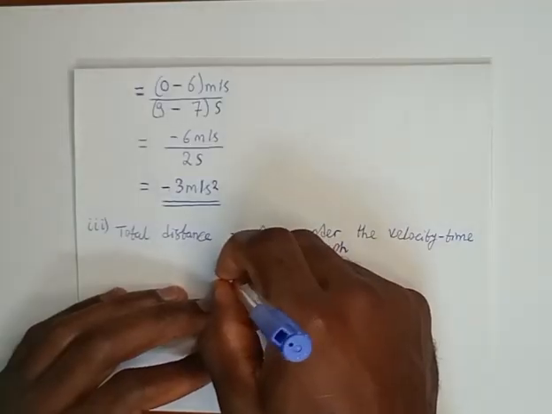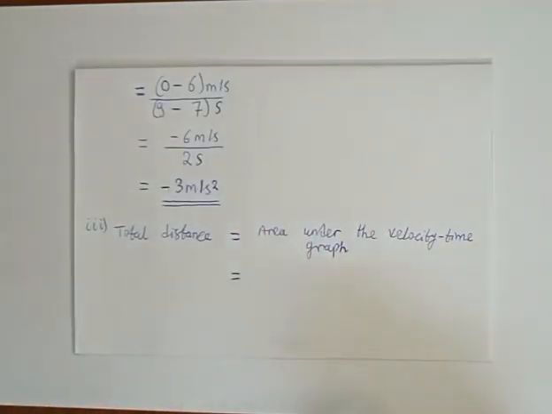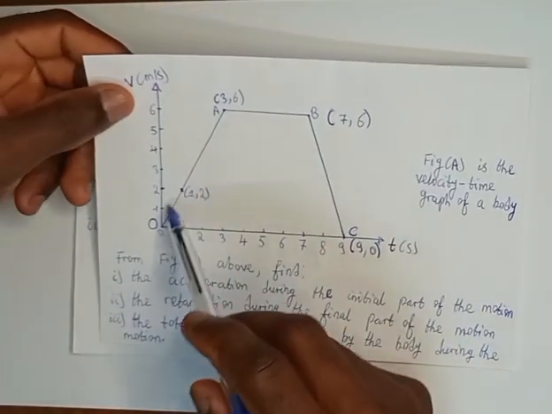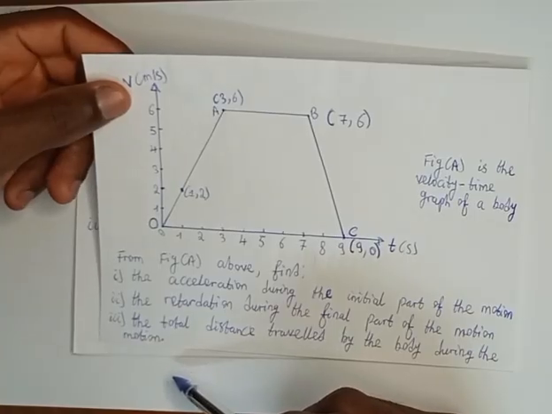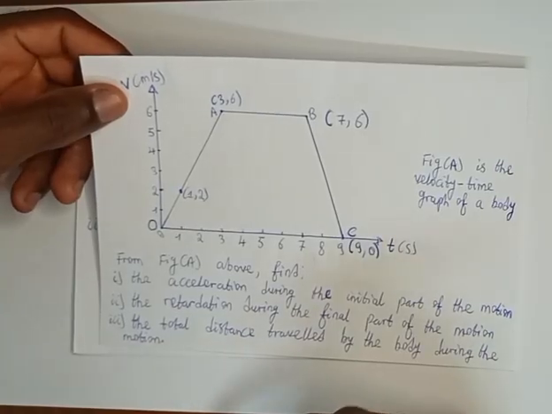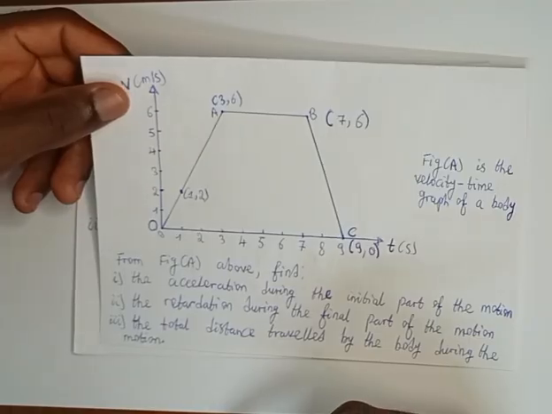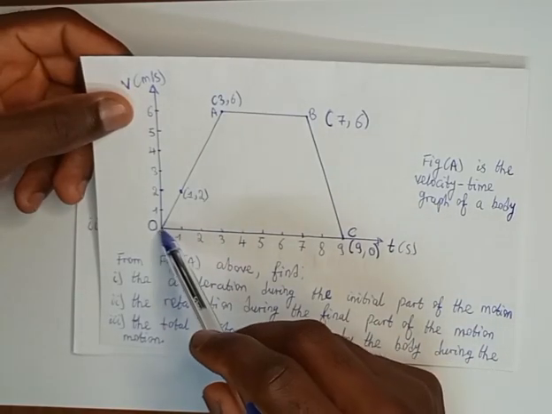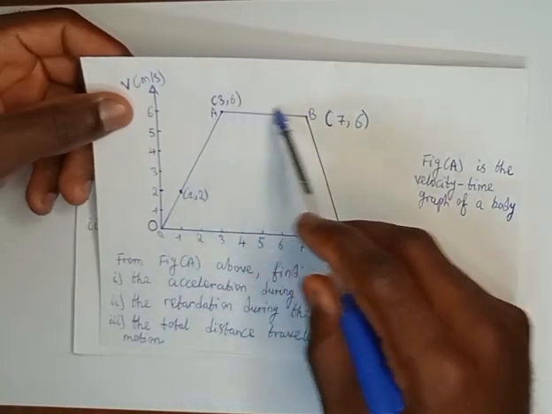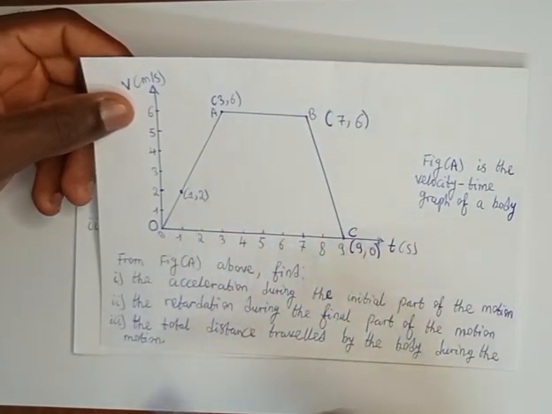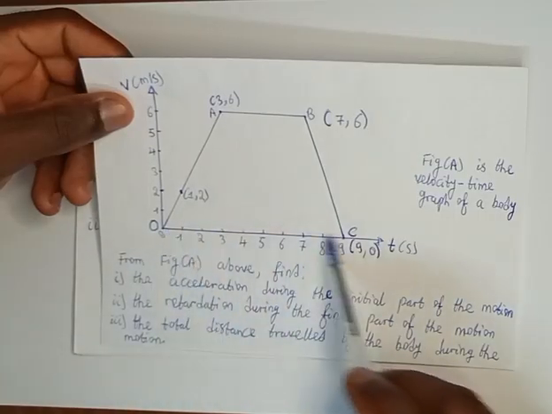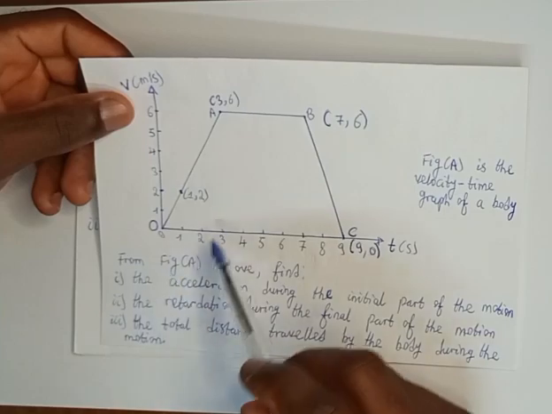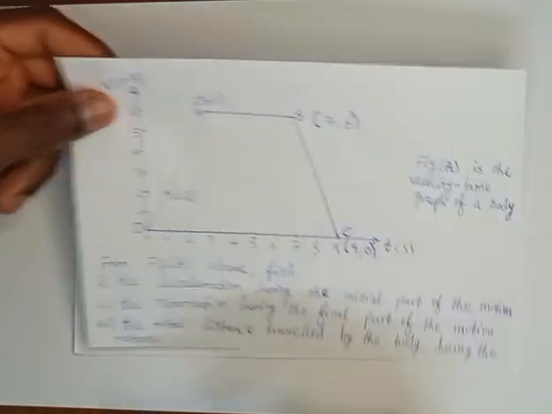And this will simply be equal to, so if we calculate the area under this graph, it's going to give us the total distance traveled by the object. You will see that this is the trapezium, and for us to calculate the area of this trapezium, we are going to take a half sum of the parallel sides, then we multiply it by the height.